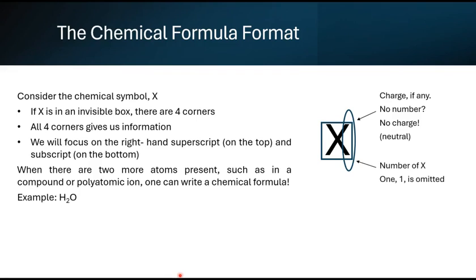If we see a number subscript, we're going to see either 2 or more. That's letting us know on the right-hand side subscript that we have 2 or more of X. If we only have 1 of X, then we don't write the number 1, the symbol is more than enough. When there are 2 or more atoms present, such as in a compound or polyatomic ion, one can write a chemical formula. For example, H2O. By looking at this chemical formula, we should be able to tell that we have 2 hydrogens and 1 oxygen. There is no charge, it is overall charge neutral.